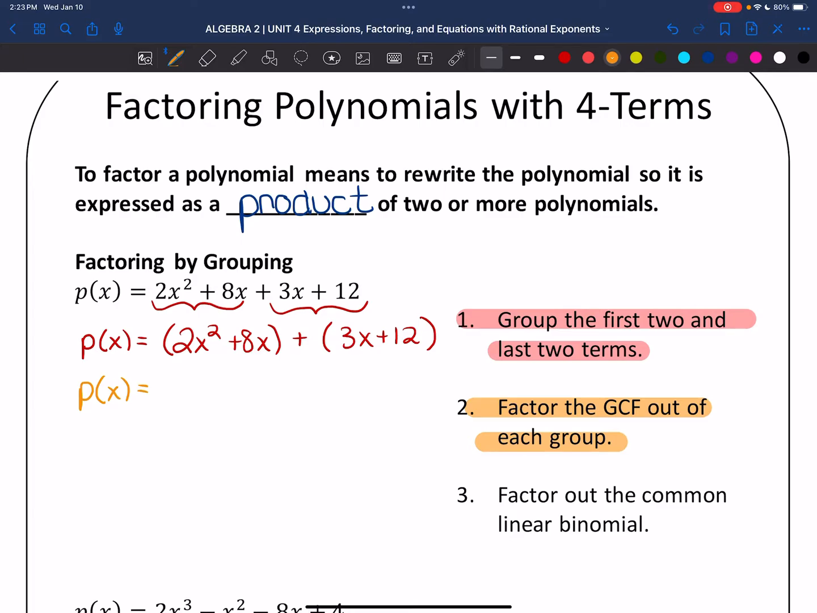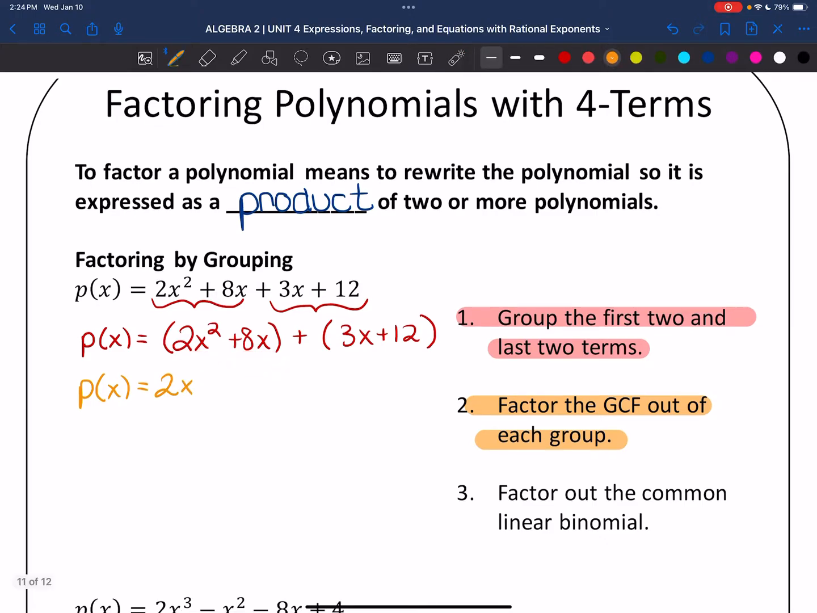So what is the greatest common factor from our first group? What's the biggest number that we could divide out from each of those two terms? What's the biggest number that we could divide out of 2x squared and the biggest number that we can divide out of 8x? The biggest that they have in common would be 2. Now, what about the greatest number of x's that we could divide out from each? The first term has x squared, the second has just a singular x. So the most we could divide out is just 1.